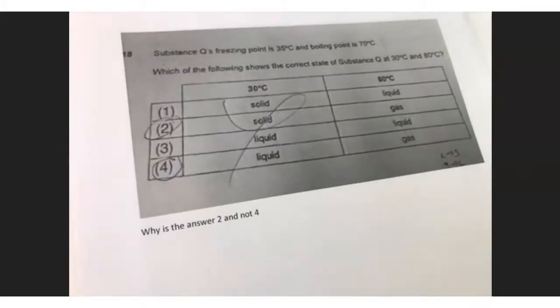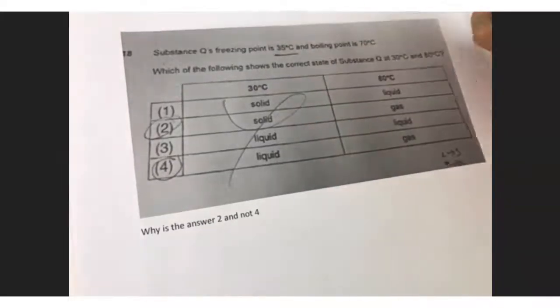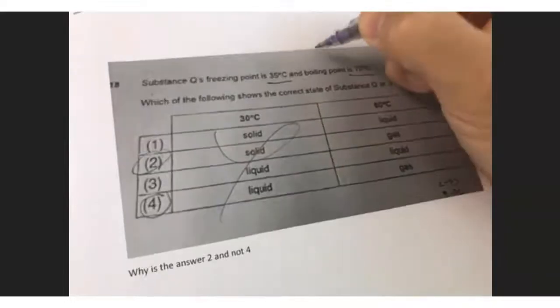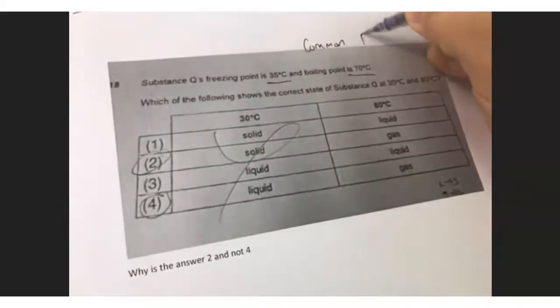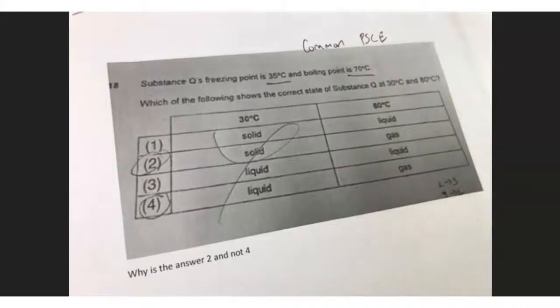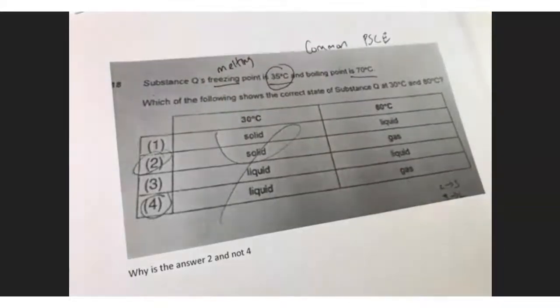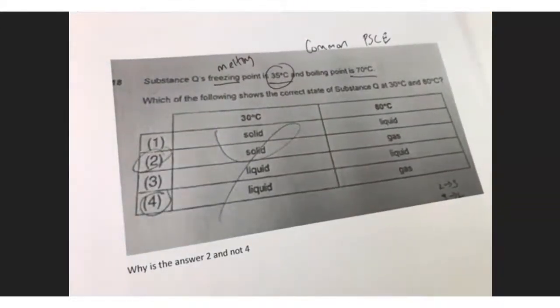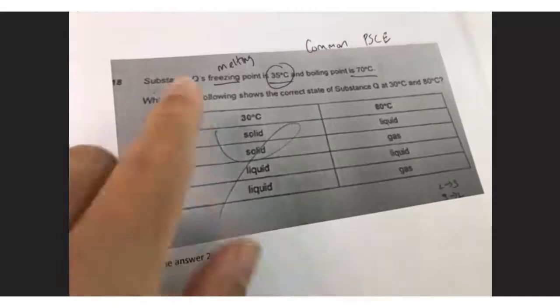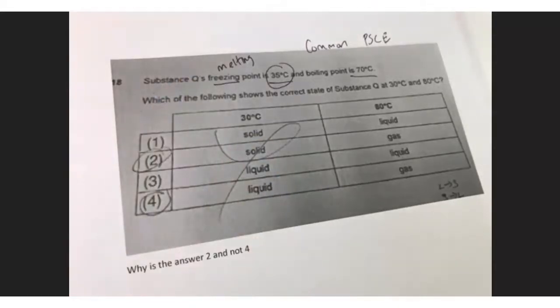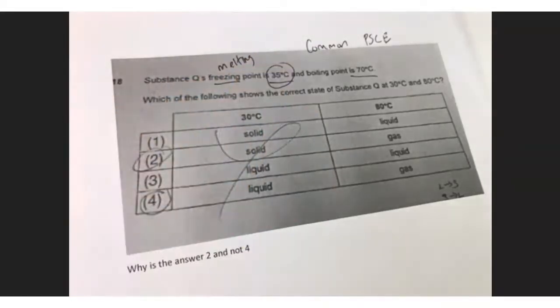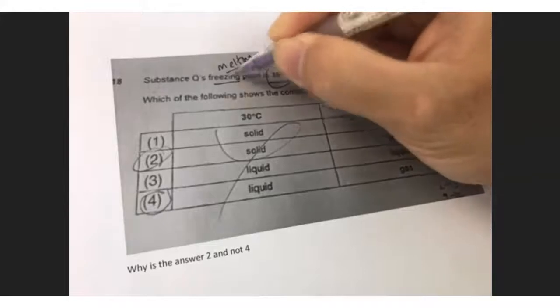Substance Q's freezing point is 35 degrees Celsius and boiling point is 70 degrees Celsius. This kind of question is very common at PSLE, so you must learn how to master doing such questions. Now, freezing point is the same as melting point in terms of the value, 35 degrees Celsius. The meaning, of course, is different. Freezing means Q changes state from liquid to a solid at 35 degrees Celsius, whereas melting point means Q changes state from a solid to a liquid at 35 degrees Celsius. But the number value is the same for both melting and freezing point.